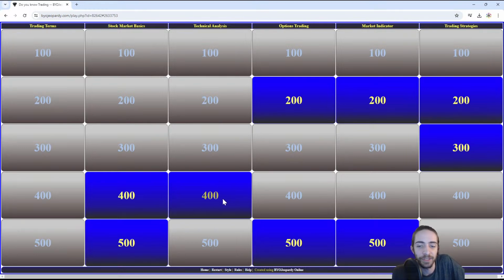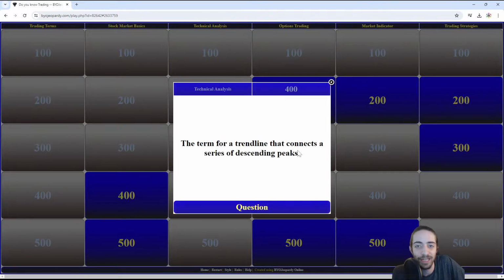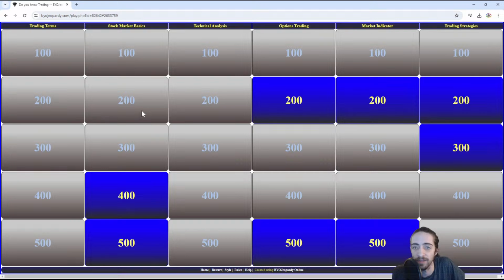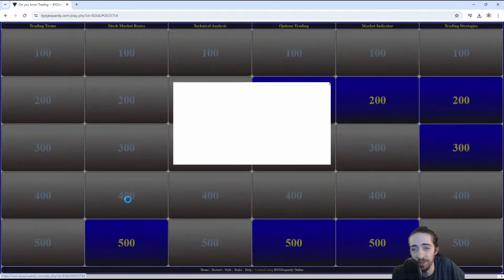What is technical analysis for 400? The term for a trend line that connects a series of descending peaks, right? So if we're going down and we're creating a blank trend line, what kind of trend line is that? Bearish downtrend. Yup, perfect, guys. Bear flag. Okay, that could be a price action pattern forming with the downtrend. But yes, downtrend, trend line, bearish, any of these are correct. All right, let us finish up stock market basics for 400.